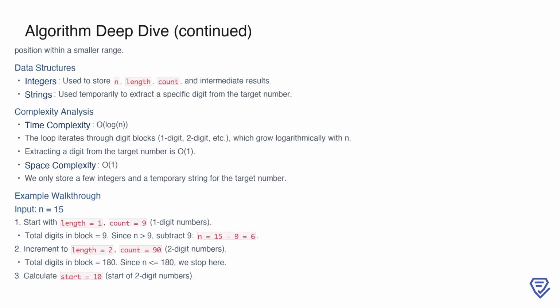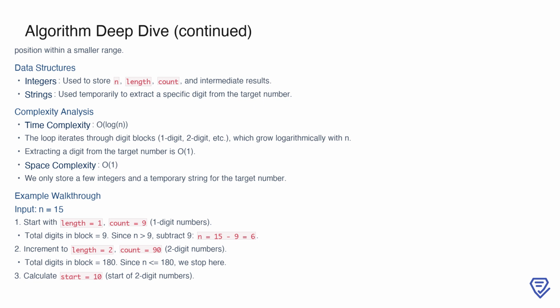With the target number identified, the next step is to extract the specific digit. First, we determine the position of the digit within this number by finding the remainder when the adjusted n-1 is divided by the digit length. Then, we convert the number into a string, which allows us to directly access the digit at the calculated position. This digit is our final result. Through this mathematical approach, we avoid the computationally expensive task of explicitly constructing the sequence.